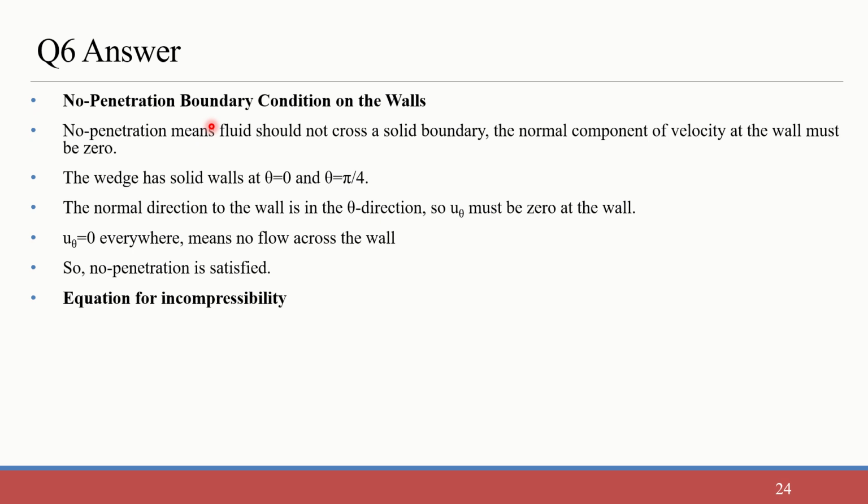Second one, equation for incompressibility. When we talk about the equation for incompressibility, which we saw in the last problem as well, ur is a function of r and it is equal to c by r. So the reduced incompressibility equation is 1 by r into dou by dou r of r into ur. On substituting, we have 1 by r into dou by dou r of r into c by r. So r gets cancelled and it will be c. So it is a constant, so the derivative becomes 0. So the equation for incompressibility is also satisfied.